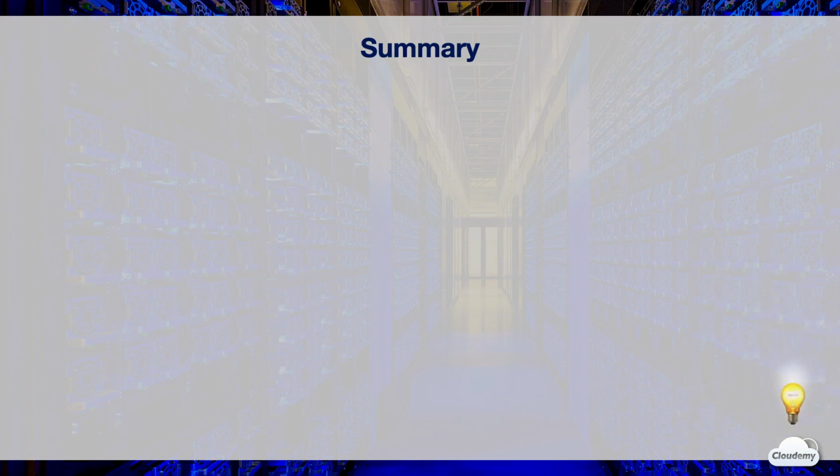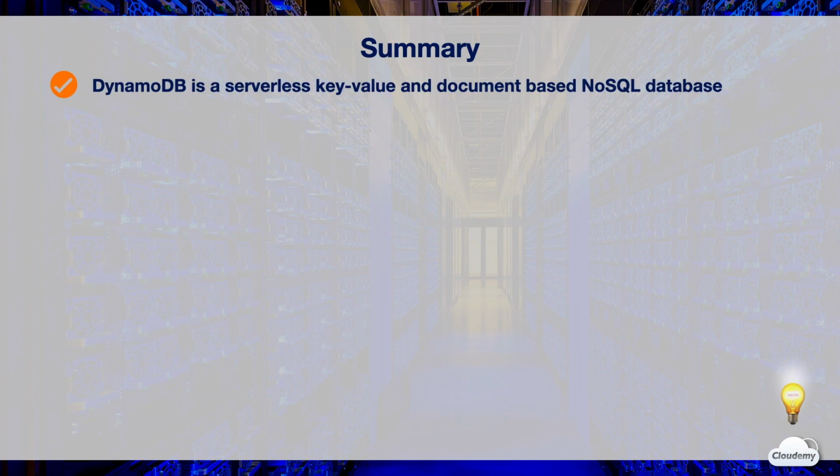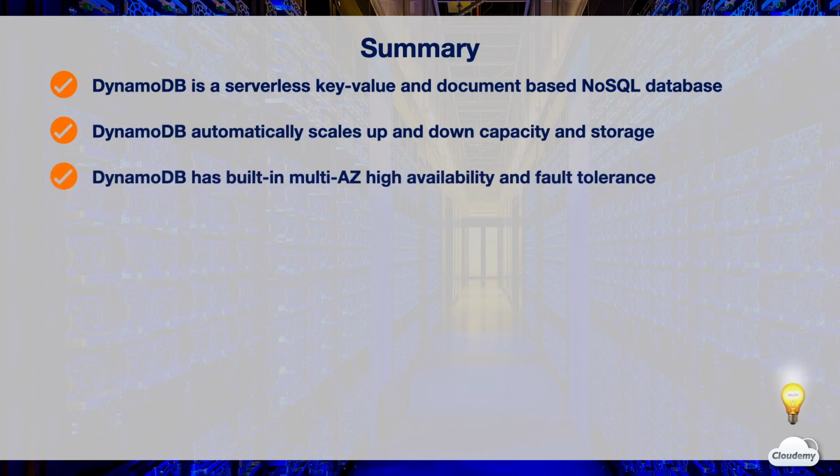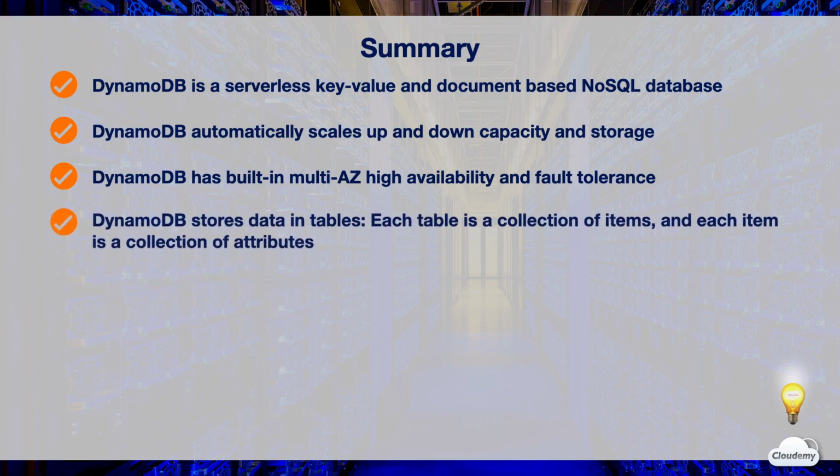In this episode, we've learned Amazon DynamoDB. DynamoDB is a serverless key value and document-based NoSQL database service. DynamoDB automatically scales capacity and storage up and down. DynamoDB has built-in high availability and fault tolerance. Data are stored on solid-state disks and automatically replicated across multiple availability zones in a region. DynamoDB stores data in tables. Each table is a collection of items, and each item is a collection of attributes.